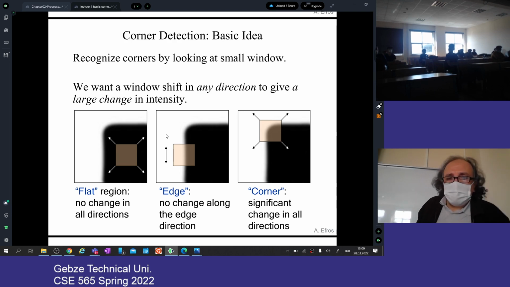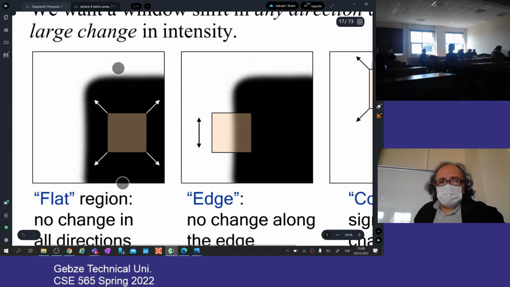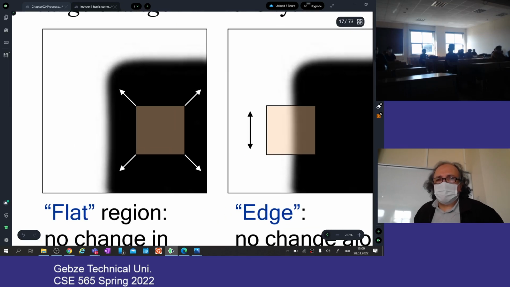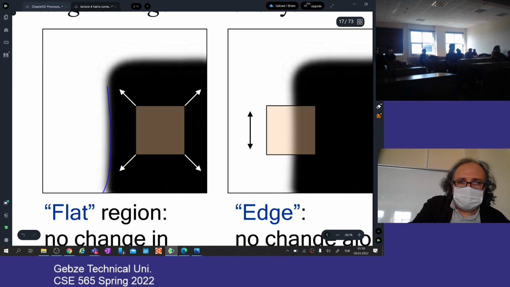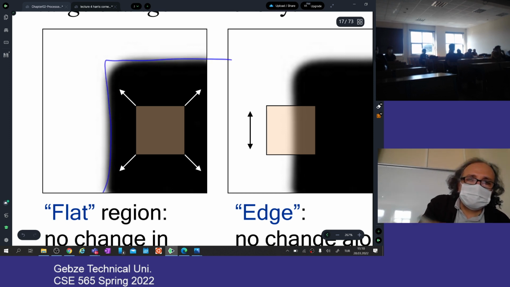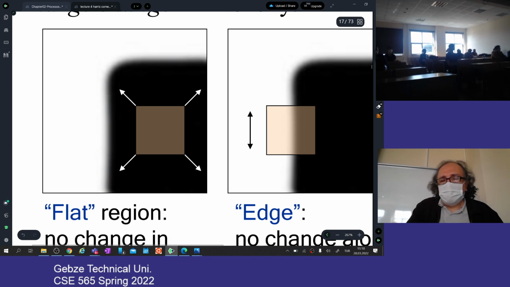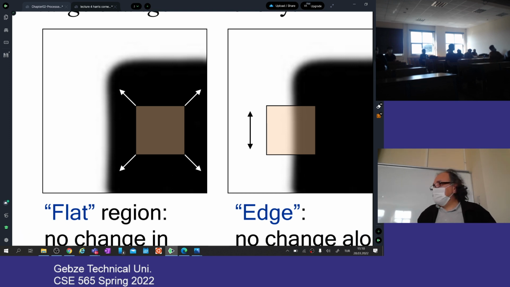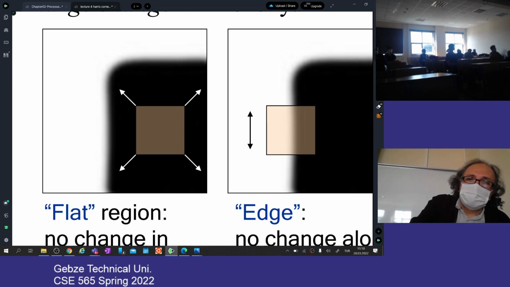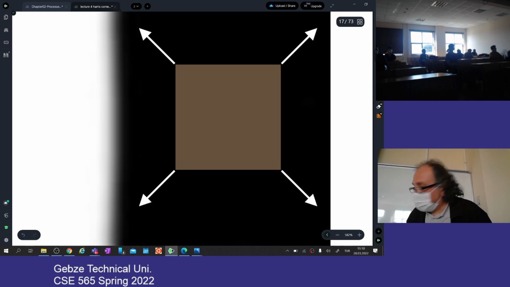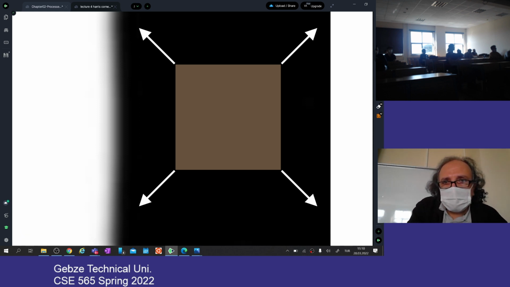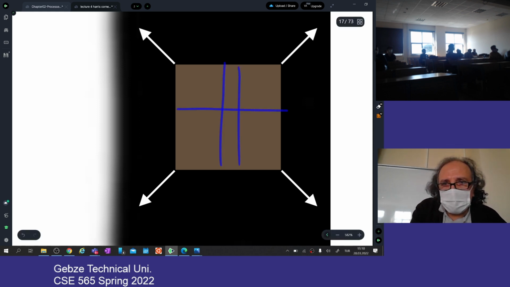Take this image. There is a corner like that. This is the image. There is a corner like this. This is a corner, right? And I have a window. This window, let's say, is a 5 by 5 window. Let me make this 5 by 5.